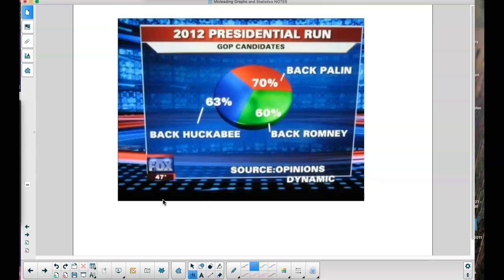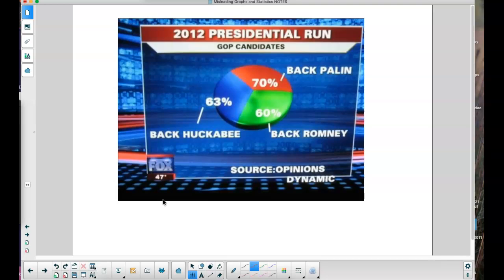Even 7th graders know what's wrong with it. What's wrong with this circle graph? Guys, this is embarrassing that they put this on the news. Really, what's wrong with it? It doesn't start... it doesn't have 100. It's all 60s and 70s.